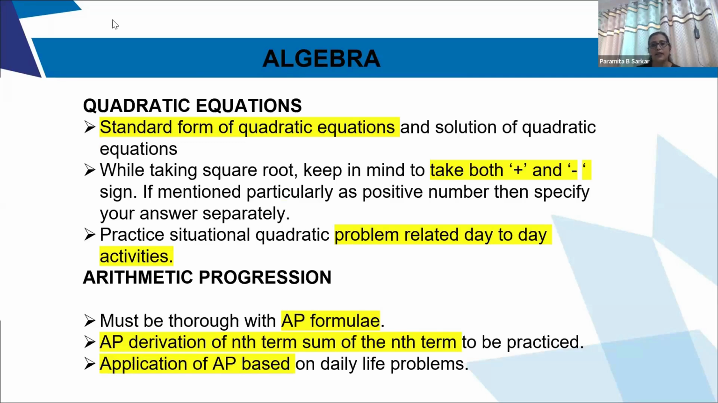If you have got any value under a square root, then don't forget to take both plus and minus. For example, suppose x square you got as 16. Then what is the value of x?